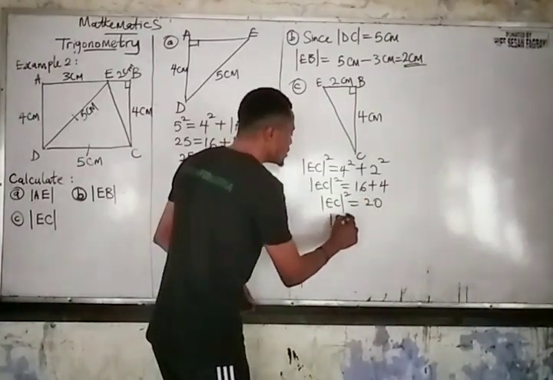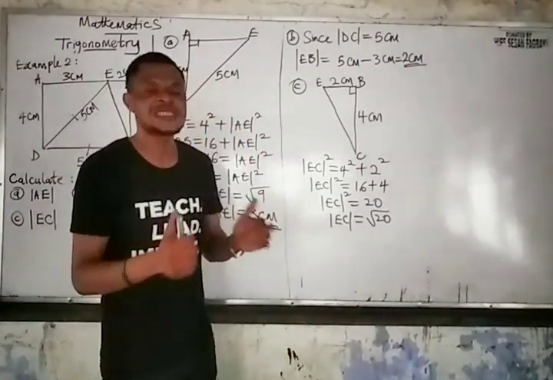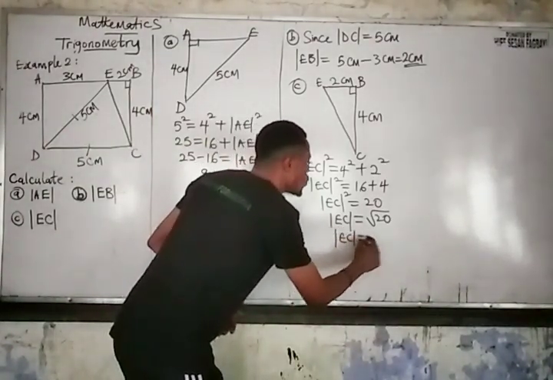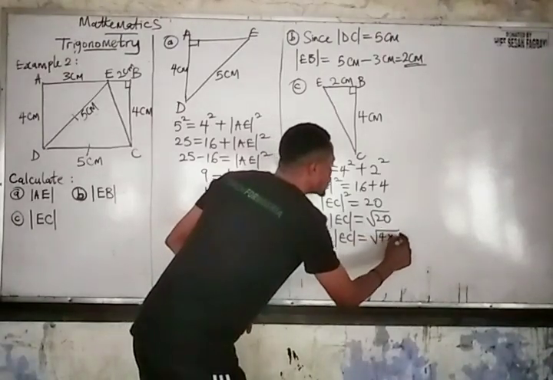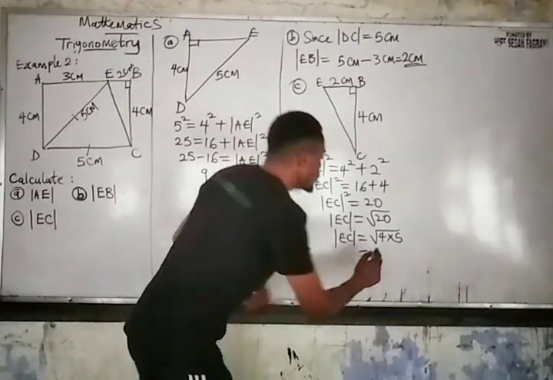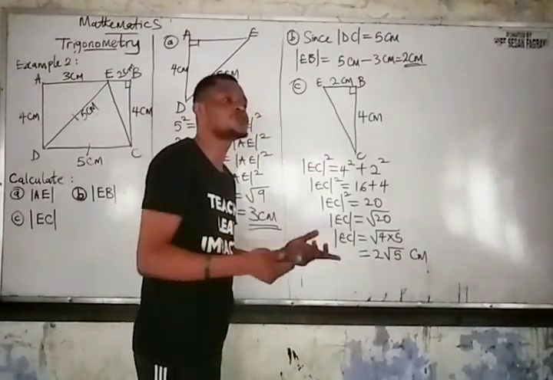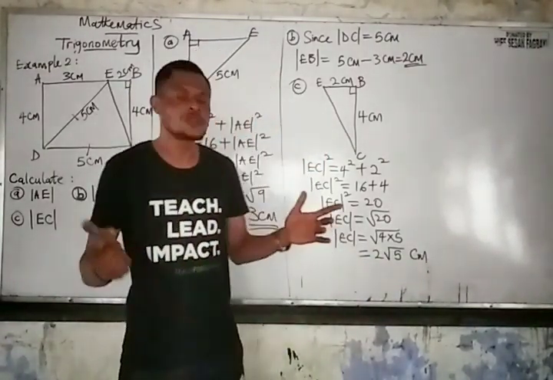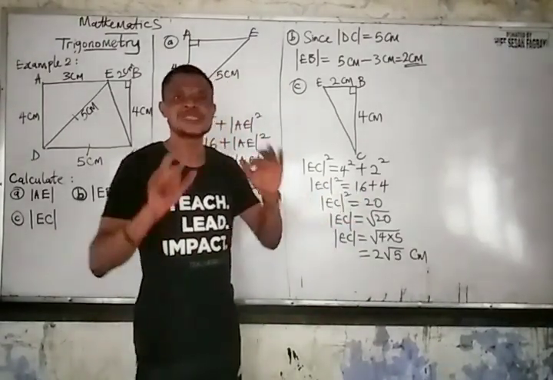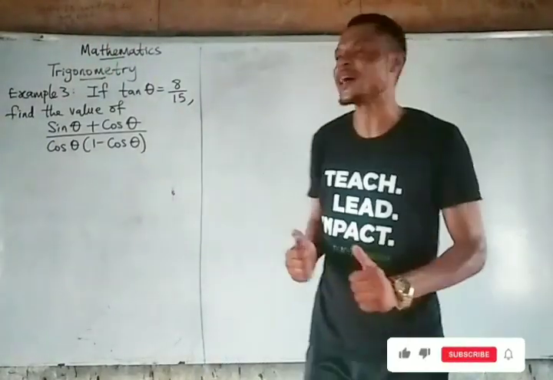Looking for the EC is going to give us the square root of 20. If we choose to leave it in such form, it's going to be EC equal to square root of 4 multiplied by 5. Then the square root of 4 is 2. We have 2 root 5 in centimeters. And if we choose to leave it as decimal, all we need to do is to punch the calculator. The square root of 20 is going to give us 4 point something. Easy. Yes, here comes another twister.